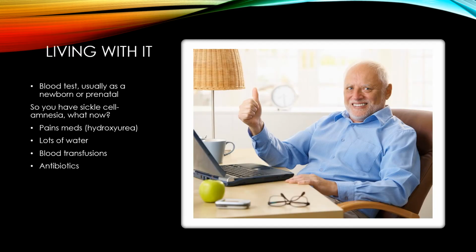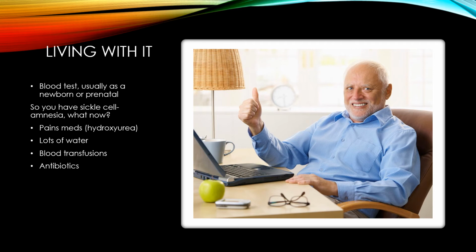Okay, so living with it. First you have to know if you actually have it. So a blood test will be conducted. Maybe you think both your parents are carriers or one of them has it and the other doesn't. You might want to get tested. Usually that'll happen either in the womb or right when you're born. And if you do have it, like our man on the right, I've just decided he is our patient with sickle cell anemia.